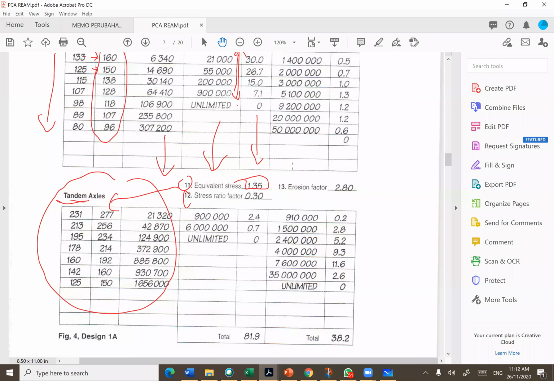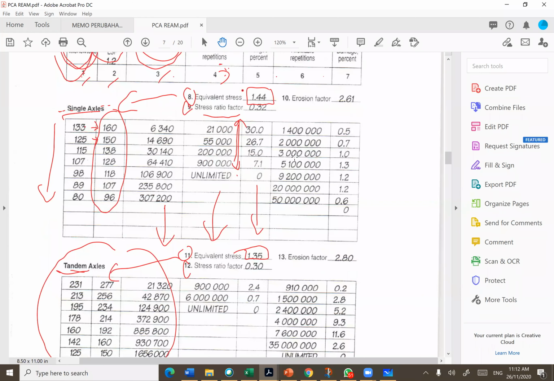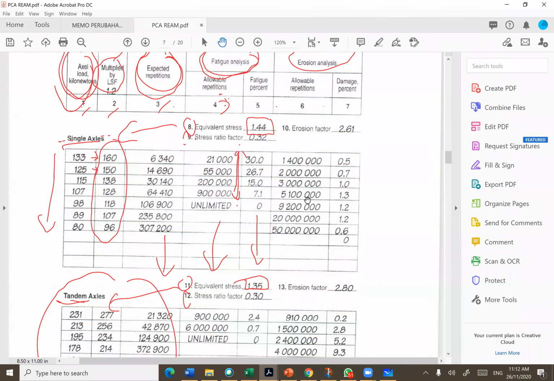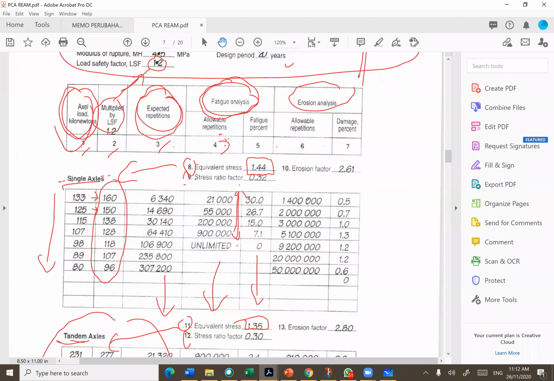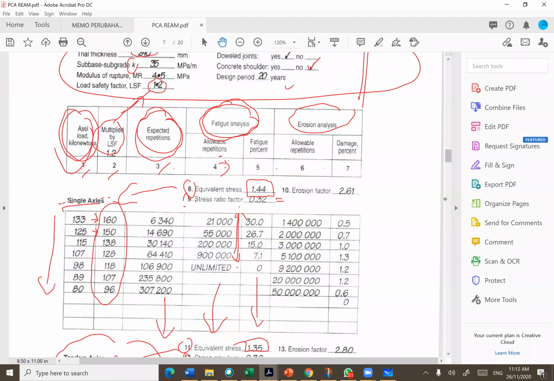Once you determine the equivalent stress, then you need to know one more thing, which is the stress ratio factor, number 9 and number 12. The stress ratio factor is actually the ratio between MR, okay, MR divided by the equivalent stress for that particular value. So in this case, our MR value, which is modulus of rupture, is 4.5 divided by 1.44.